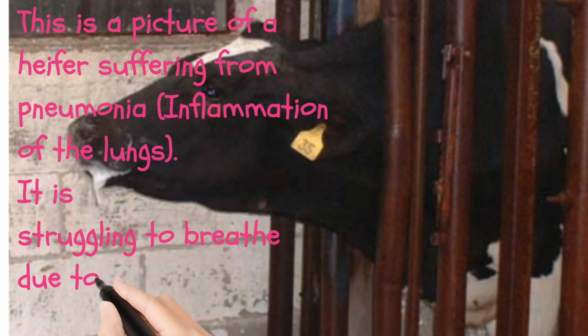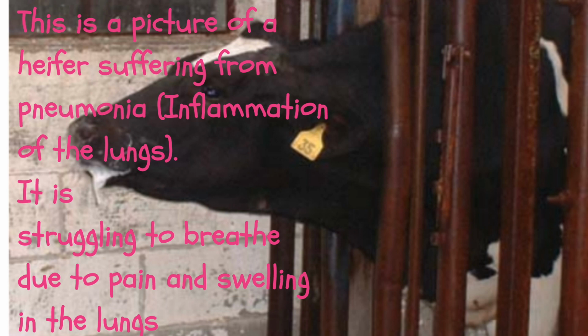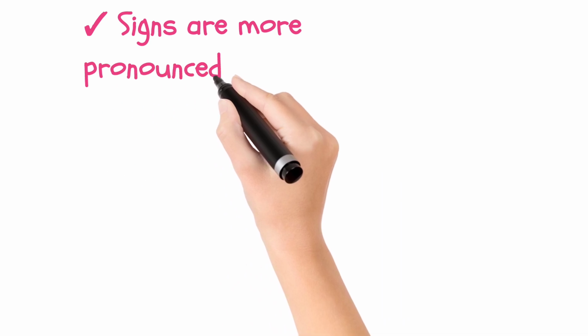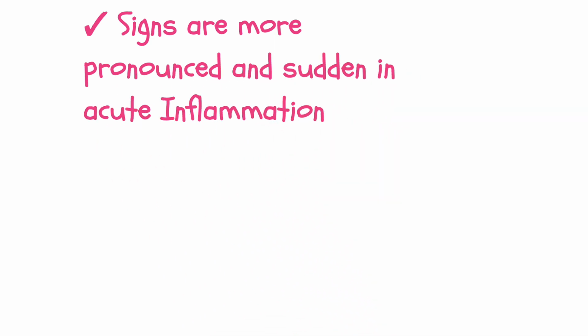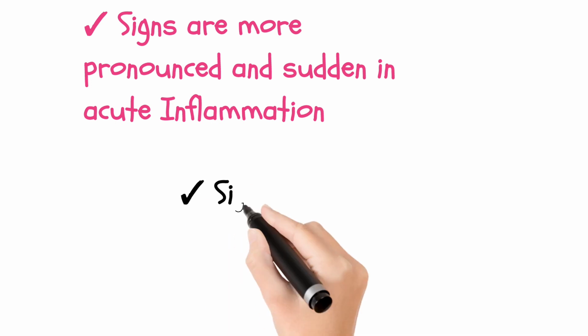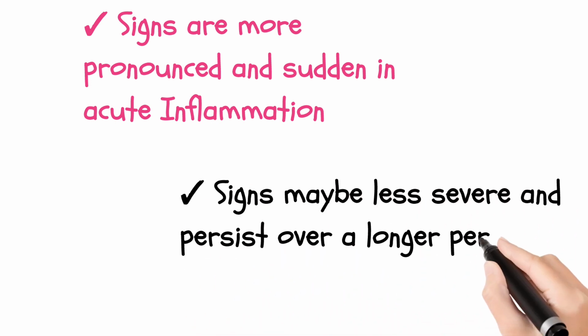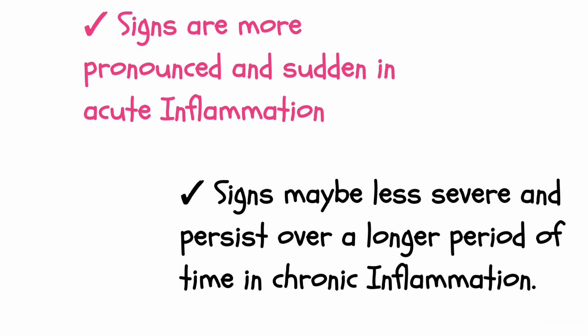If it is on your hand or the leg, you won't be able to walk properly or use your hand properly because there's so much pain, and then your hand is swollen, and also due to tissue destruction. Okay guys, so that's it on the cardinal signs of inflammation. I also want you guys to know that these signs occur in both acute and chronic inflammation, but they may present differently in each case. In acute inflammation, the signs are typically more pronounced and sudden, whereas in chronic inflammation, the signs may be less severe and persist over a longer period of time.